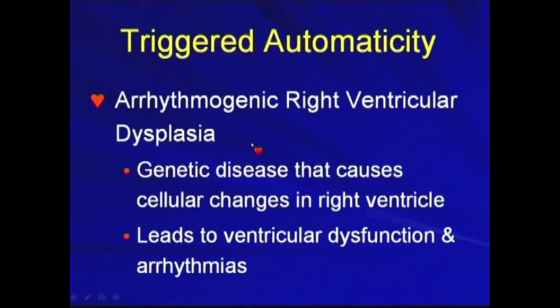Arrhythmogenic right ventricular dysplasia will also give rise to ventricular tachycardia. This ARVD is a genetic disease that causes cellular changes in the right ventricle and leads to ventricular dysfunction and arrhythmias. The arrhythmias can sometimes be lethal.